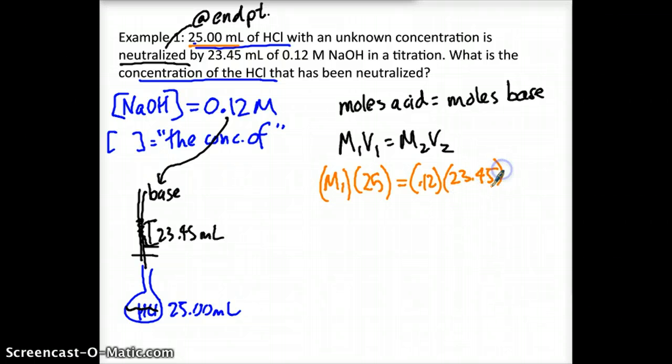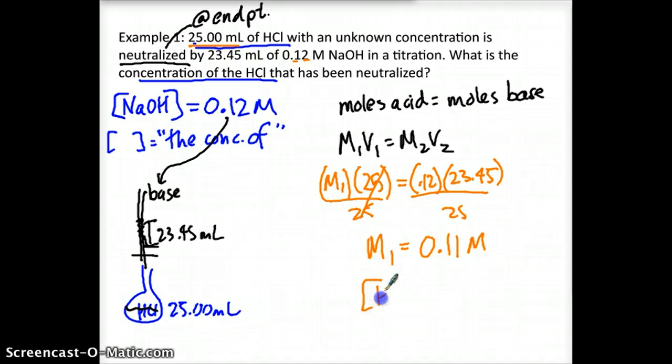All right, now all I've got to do is a little bit of algebra, divide by 25 on both sides. If I go ahead and do the math, M1 equals 0. I'm going to check my sig figs. I should have 2 sig figs here, 0.11 molar. And if I was writing with this notation, I could say the concentration of HCl is 0.11 molar.